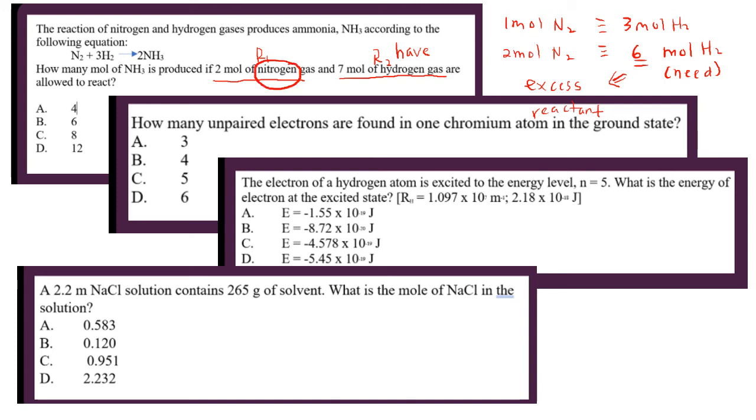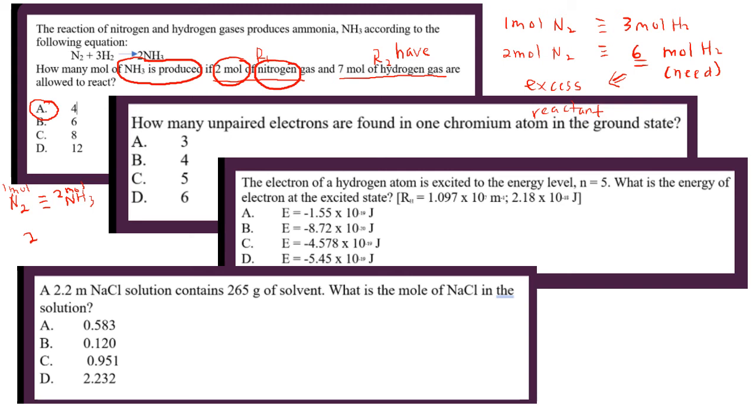Okay, but don't forget this question asks how many mole of ammonia is produced. So we are going to compare nitrogen with ammonia. 1 mole of nitrogen is going to produce 2 mole of ammonia. Now we have 2 mole of nitrogen, so that's why we are going to produce 4 mole of ammonia.